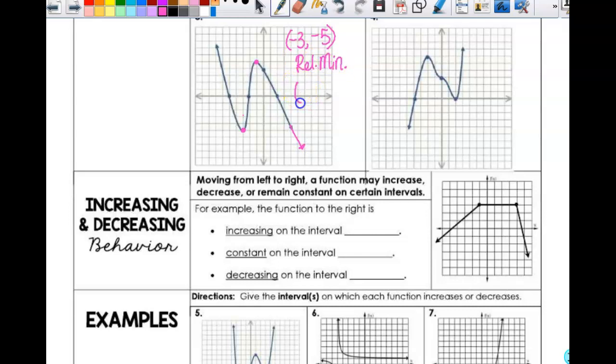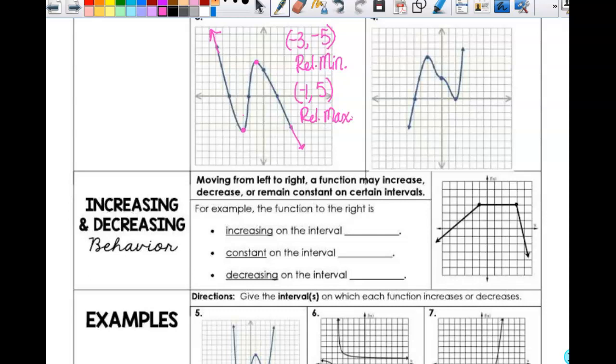Then my point that's at -1, 1, 2, 3, 4, 5. That's a maximum, but what kind? Relative, because that keeps on going. Relative maximum. Questions? All right.